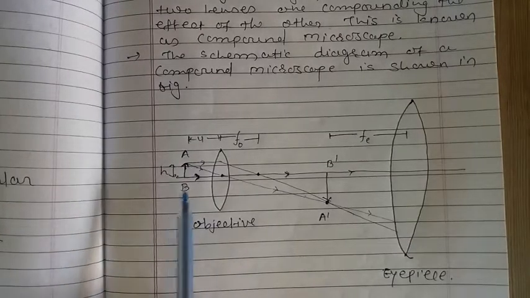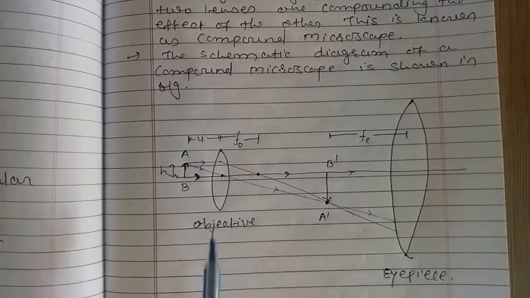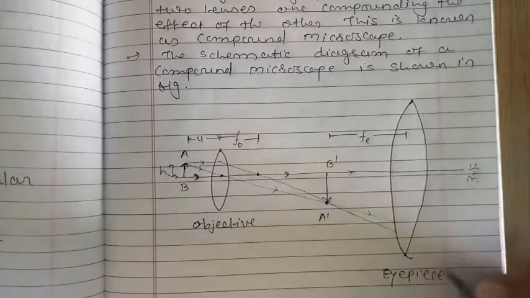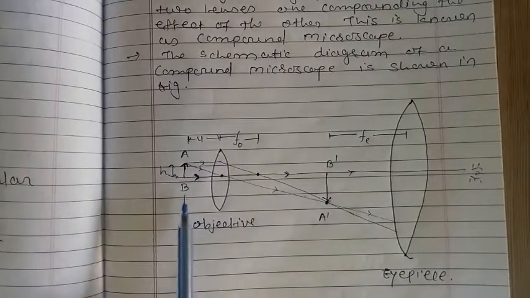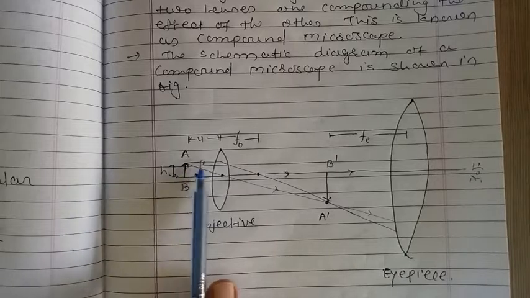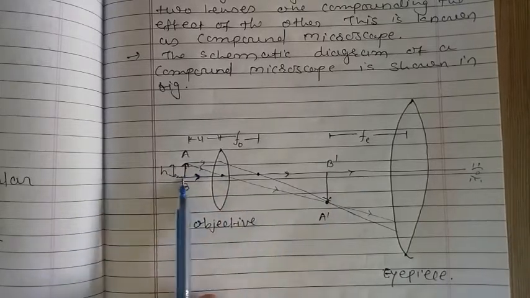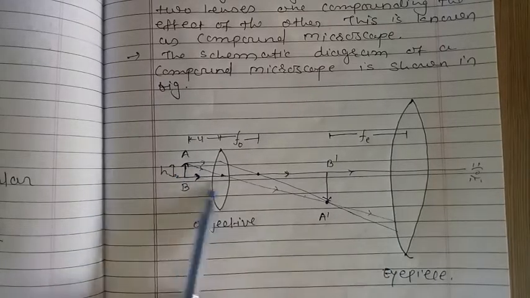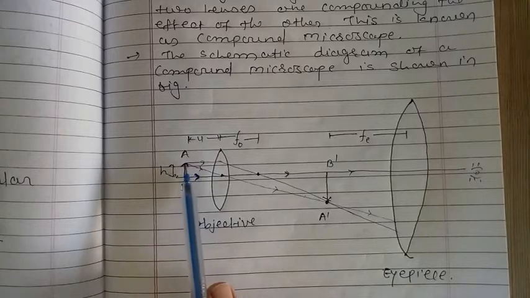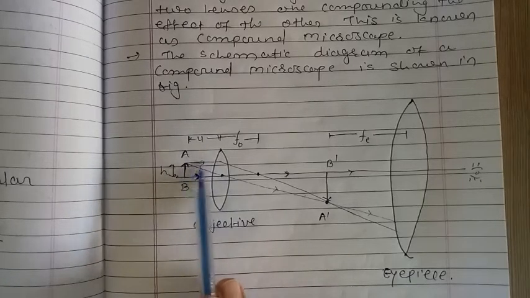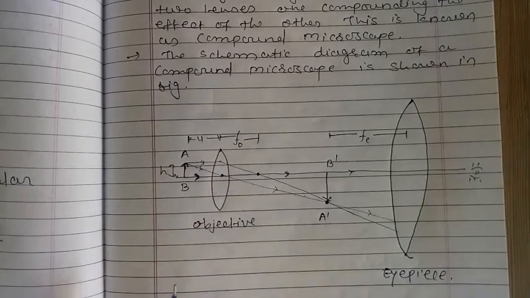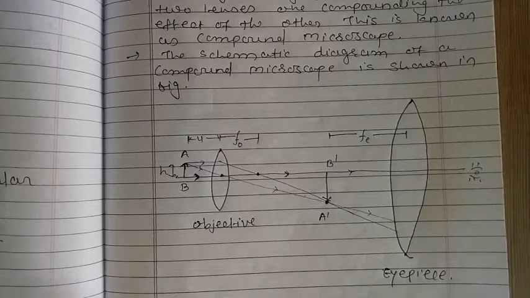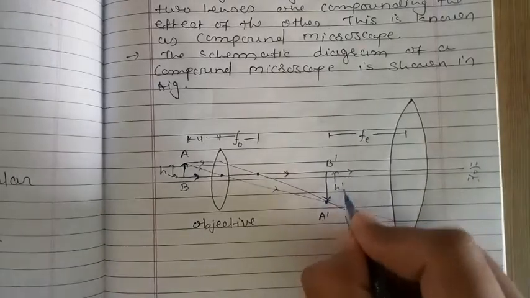So here the lens near the object is called the objective, the lens near the eye is called the eyepiece. Here we have to obtain an image of object AB. So we assume three rays: first like this, second passing through the optical center, and another one parallel to the principal axis, passing through the principal focus of the objective. So here we get an image of object AB, A dash B dash, with height H dash.